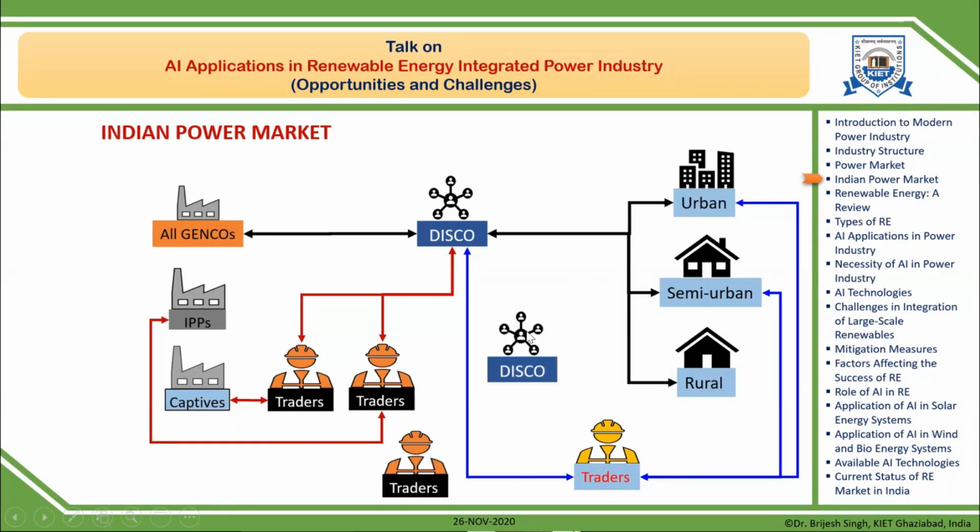consumers. Now, as demand increases, the requirement of distribution corporations increases, and the number of distribution companies in a single area increased. Like in Delhi, Tata Power and BSES, these are the two companies. Similarly, in UP, Torrent Power, KESCO, and UPPCL, all three distribution corporations are there, those who are providing the power to the consumers.